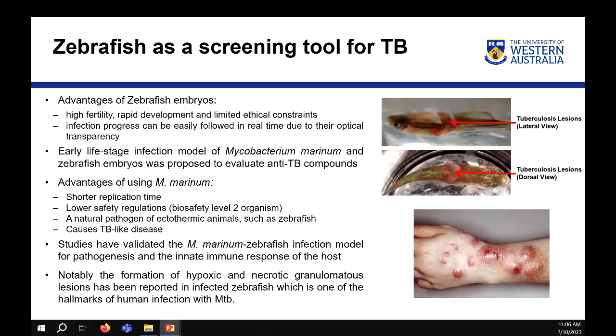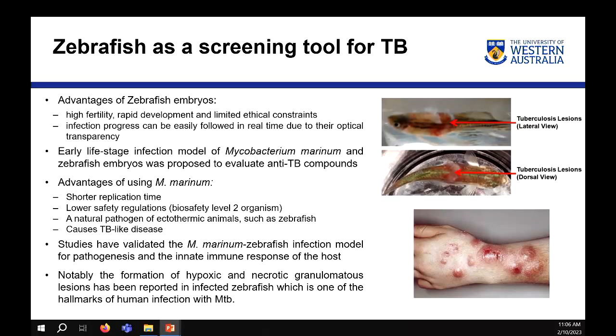So the advantages of Mycobacterium marinum: it has a shorter replication time. You know that growing TB, I think, takes weeks, whereas marinum, I think it's less than a week. It's still not as quick as E. coli, but it's a bit quicker than TB. It has lower safety regulations, and in zebrafish, marinum causes TB-like disease, and that's what's really important.